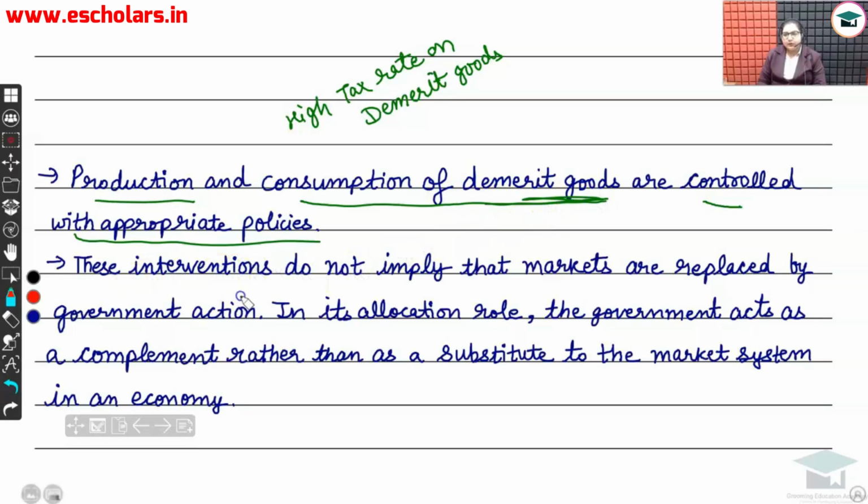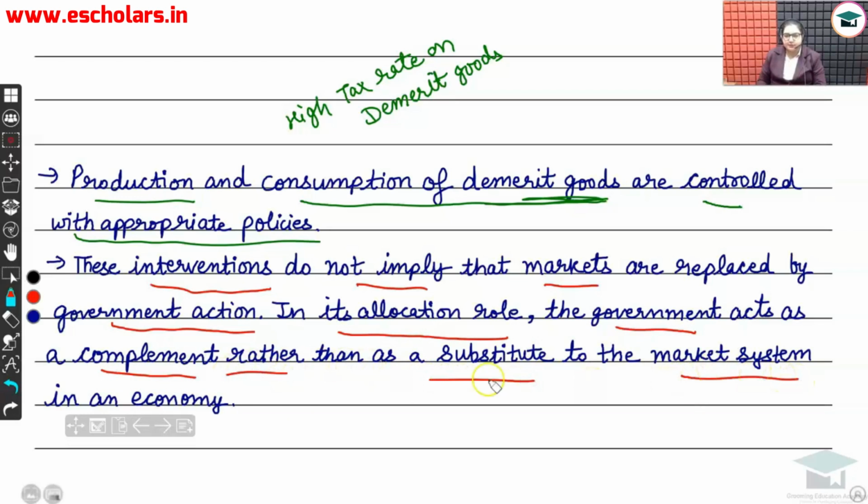Okay. So here I would like to focus on the fact that these interventions by the government do not imply that markets should be replaced by government action. That is, the markets should not be operated by the government alone. No. But yes, in its allocation role, the government should act as a complement to rather than a substitute to the market system in an economy. So the government should work as a complement with the private sector in order to smoothly run the market system.